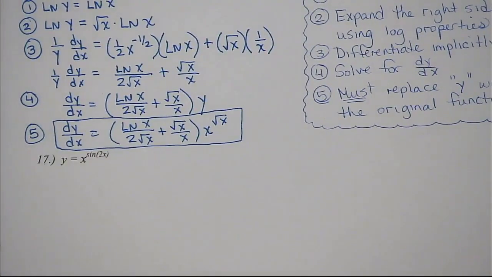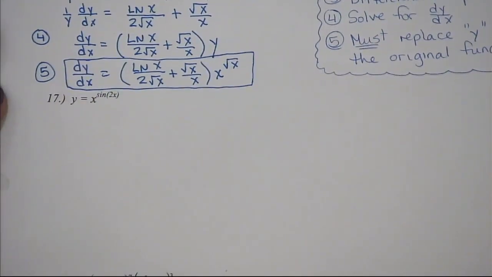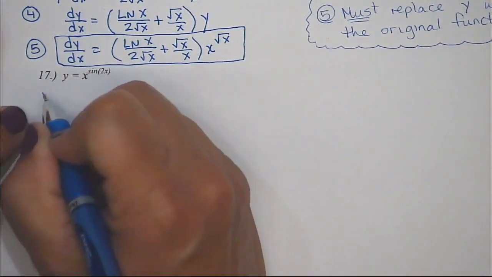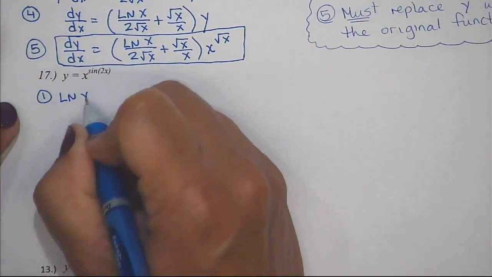So those are the 5 steps. So we're going to do it again with one more of these that have the variable in the base and the exponent. And then we'll look at number, why does it say 13? Now I just realized that. It should be number 18 down there. All right, so let's look at 17. Same steps, okay? So let's try these out. So natural log of both sides.